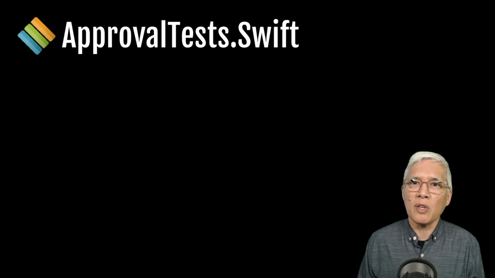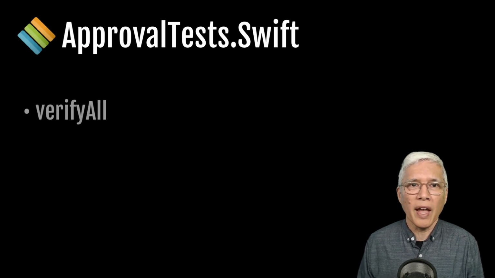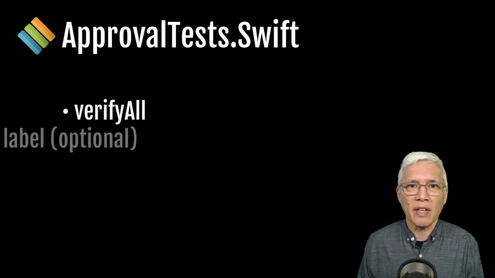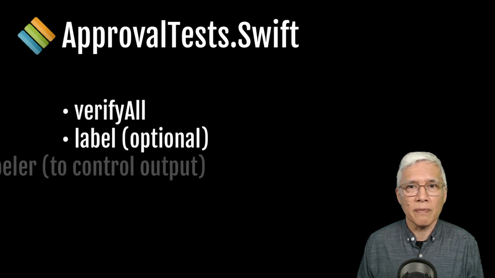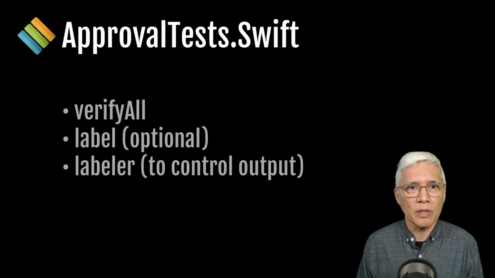So that's how you can use approval tests to verify arrays. Use verifyAll and an optional label to get everything, including the array indices. Use a labeler with a simple closure if you only care about the relative order, not the indices themselves. In upcoming videos, I'll show you more about the power of this labeler closure.